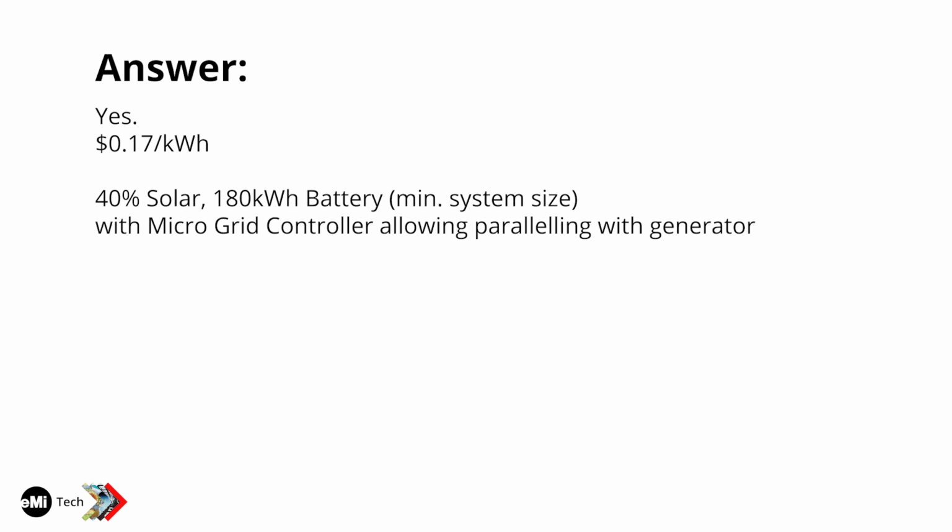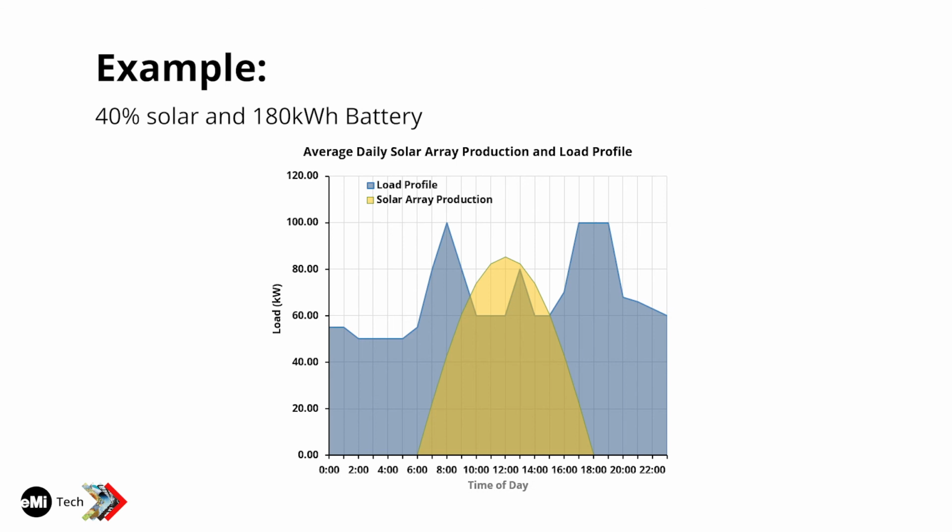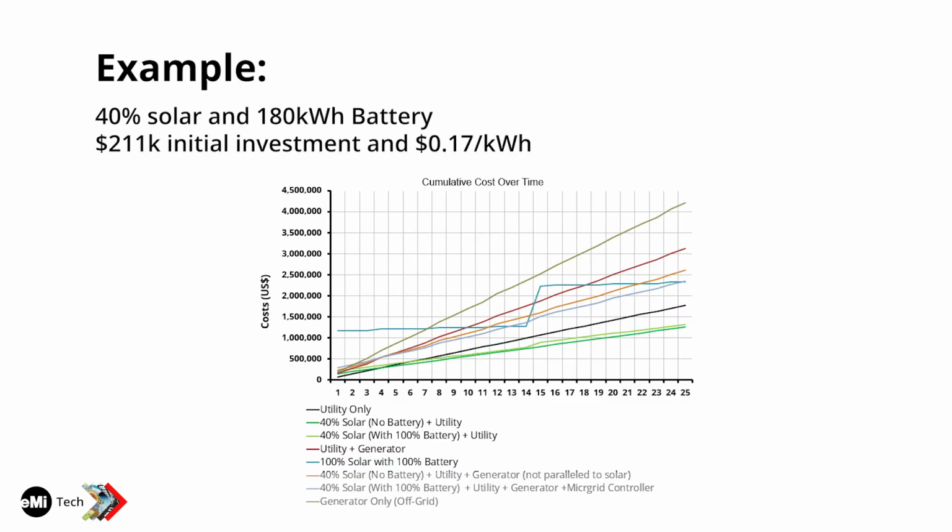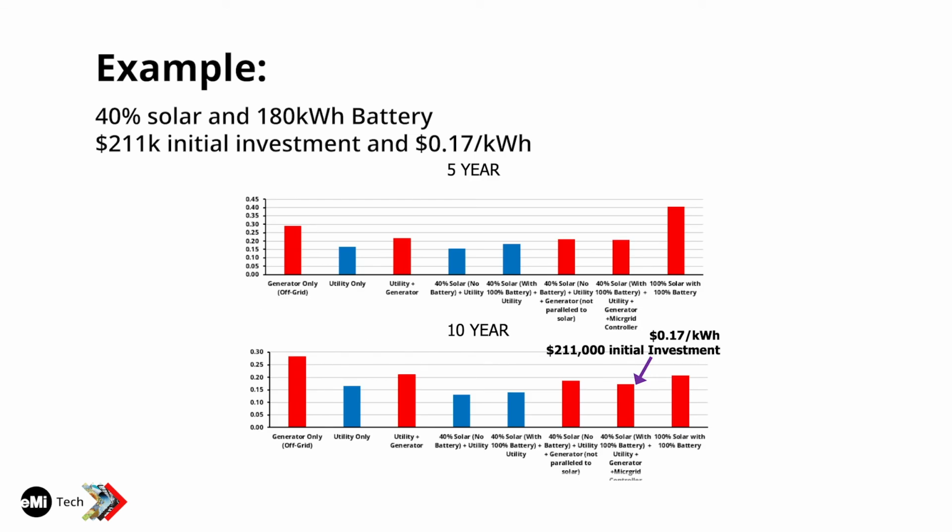And so you start adjusting the solar and the battery percents to try to get below that. And the answer in this case is yes, we can get all the way down to 17 cents per kilowatt hour in this case if we use 40% solar and 180 kilowatt hour battery, which is the minimum system size with the microgrid controller allowing paralleling with the generator. And this is what this looks like here. So in this example, you've got $211,000 initial investment and 17 cents per kilowatt hour for the microgrid system with 40% solar and 100% battery.